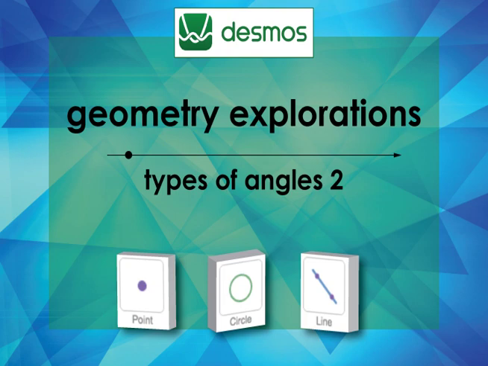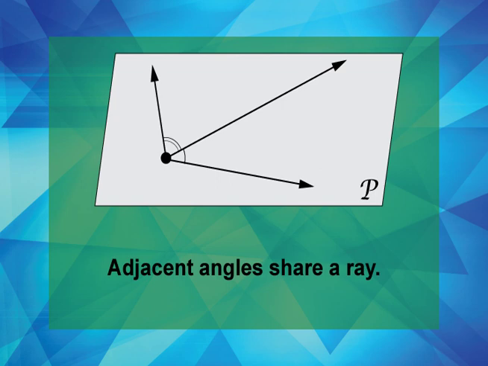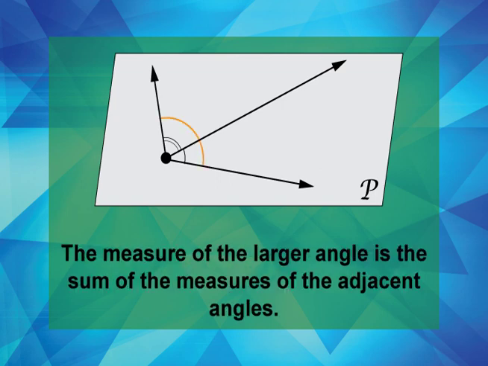In this tutorial, we continue our exploration of different types of angles using the Desmos geometry tools. In this case, we will be looking at adjacent angles. In this illustration, you see that adjacent angles share a side, in this case a ray. Do you see the two angles? There is actually a third angle, as you can see in this illustration.